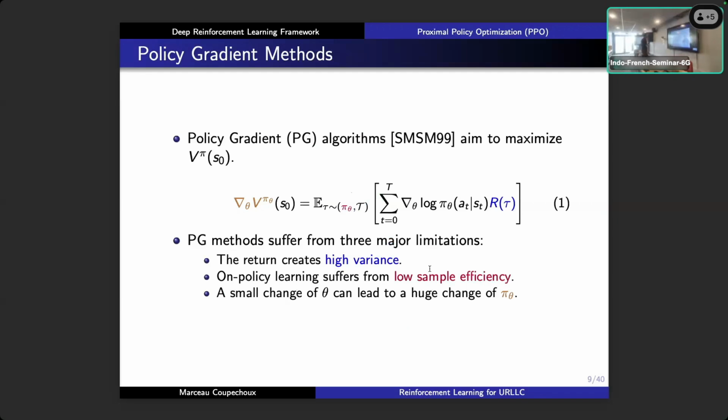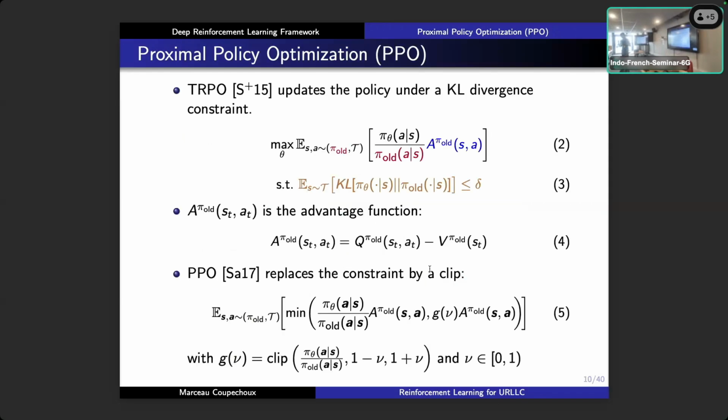Another difficulty with policy gradient algorithms is that sometimes if you change the parameter theta a little bit, you may see a high difference in the policy. It's an issue when you try to learn, because you may jump between very different performances in terms of value function. So one big step was achieved in 2015 by the algorithm TRPO.